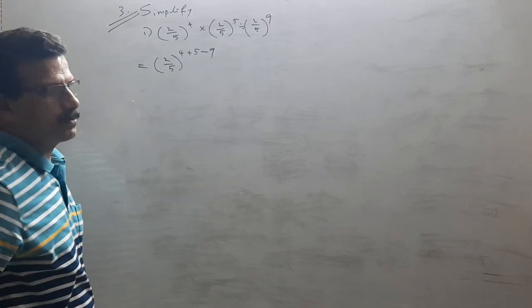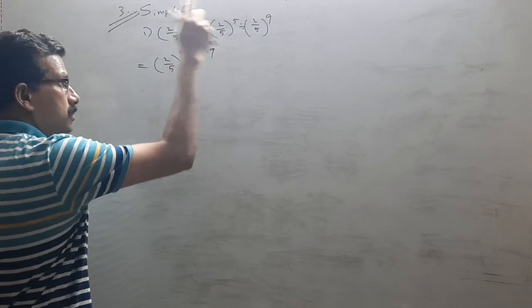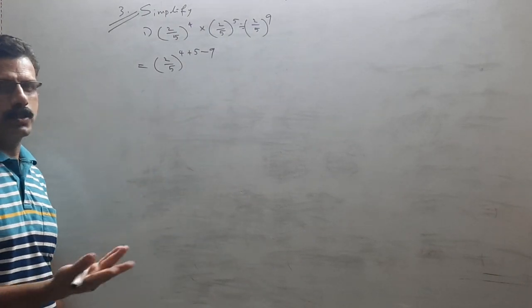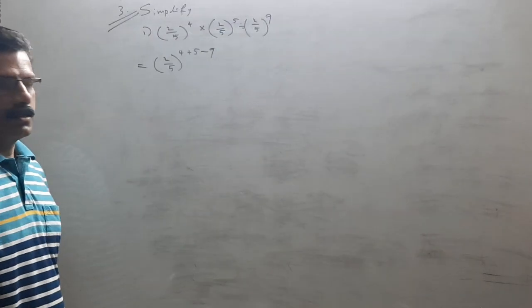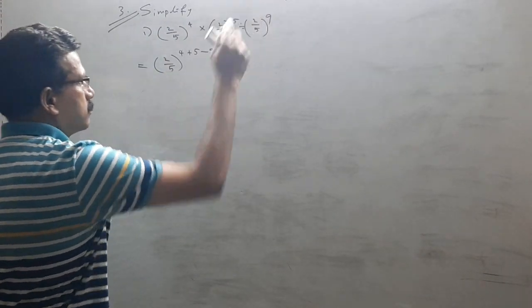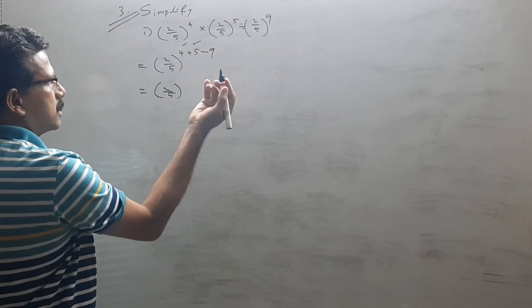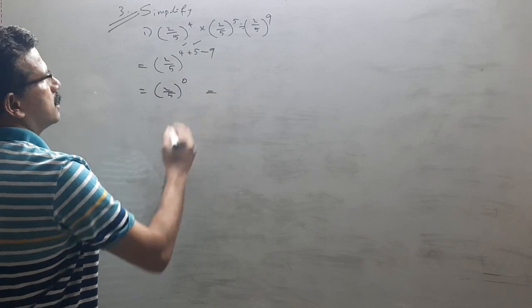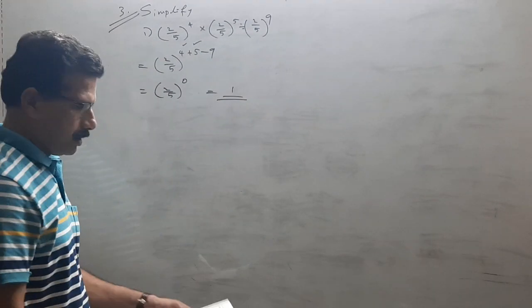Directly some people will say to do this first and then the division, but it is not necessary, because when 2-3 things are there we can do it directly. This one for addition, this one for subtraction. So it becomes (2/5)^(4+5−9), and 9 minus 9 is 0. Anything to the power 0 is 1. Okay.